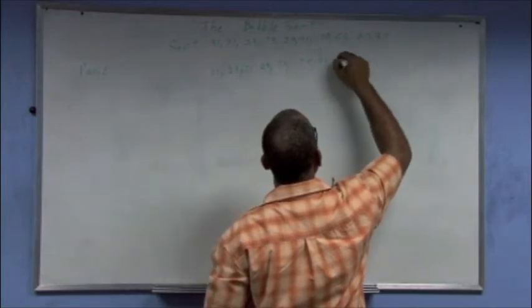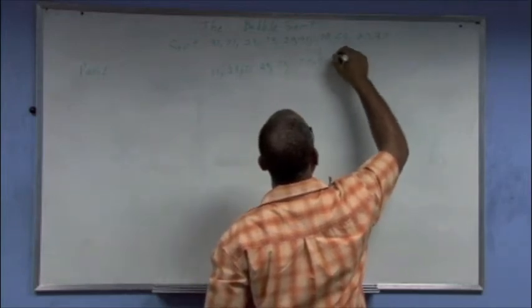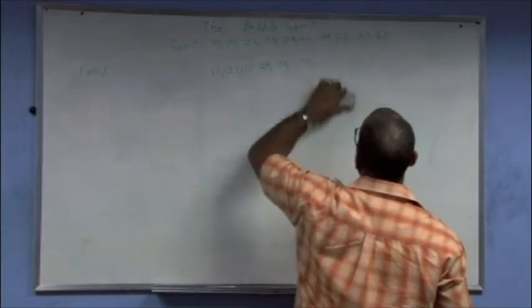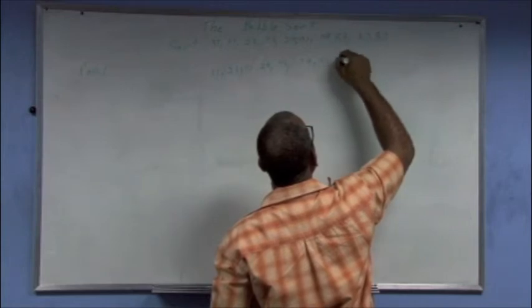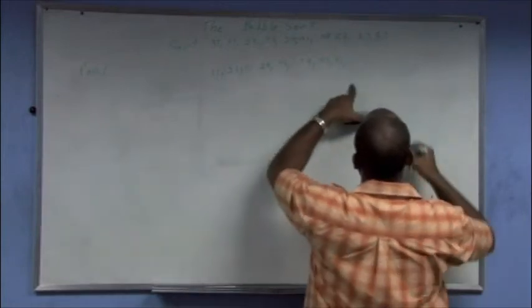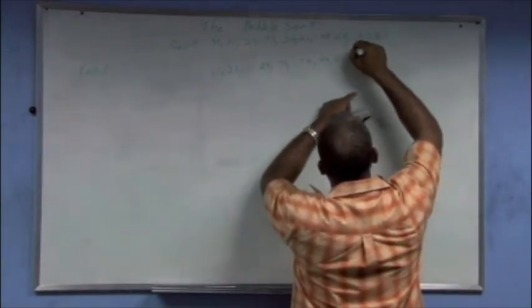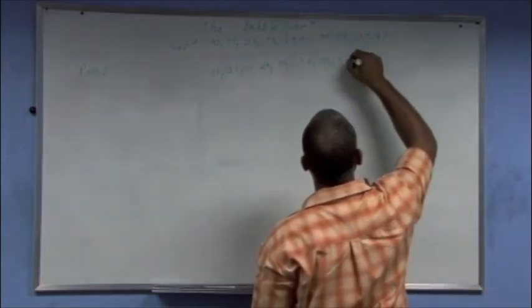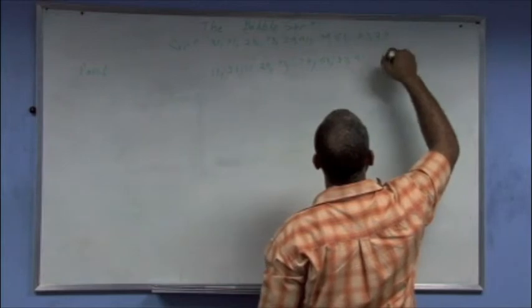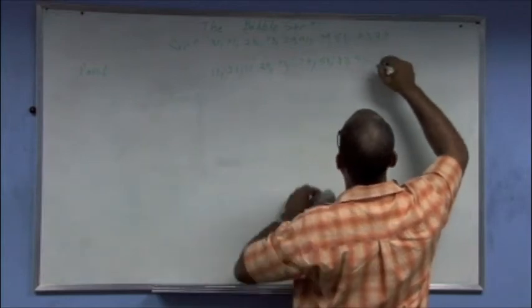Next one there is 53. Compare and swap. Next one there is 47. Compare and swap. Next one down, 37, compare and swap.